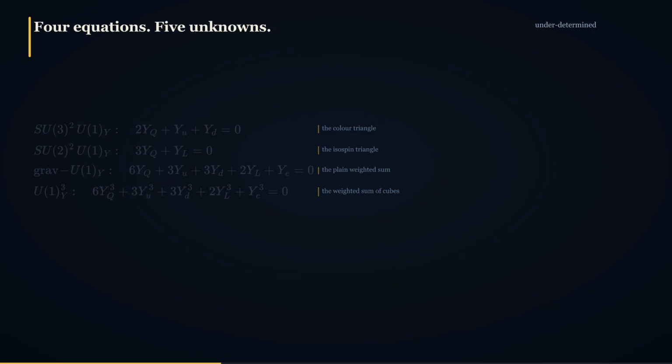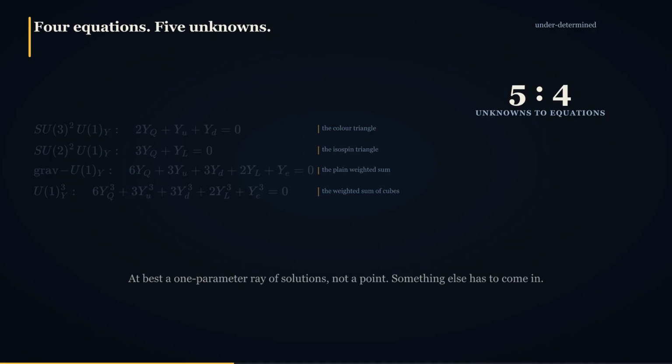Now write the 4 conditions. The color triangle, the spin triangle, the gravitational one, which is the plain weighted sum, and the pure gauge one, the weighted sum of cubes. Then count what we have. 5 unknowns. 4 equations. On that arithmetic alone we should not be able to finish, because 4 equations cannot pin 5 numbers. At best we get a 1-parameter family, a ray of solutions rather than a point.